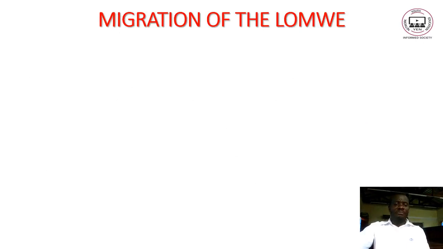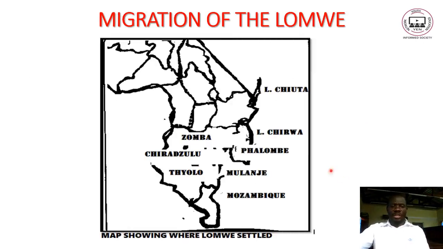Now let us look at the migration of the Lomwe. After they migrated from Mozambique, where they lived in the same place as the Yao, they entered the same areas where the Yao entered. So we talk of Mulanje, Palombe, Zomba, Chiradzulu, and Cholo. All these are areas where the Yao or the Lomwe settled.